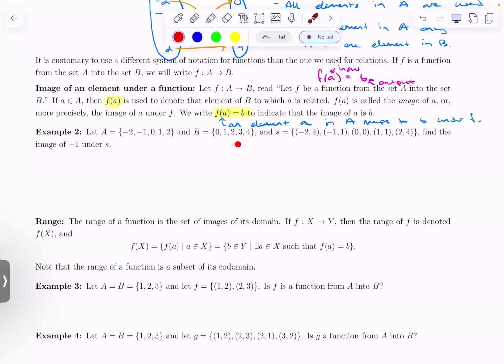If we're given A and B, two sets, these are the same sets that we've seen before, and S is this function again, then if we have to find the image of -1 under S, really what we're asked to find is S of -1. So if I give it an input of -1, I get an output of 1. Can do that.